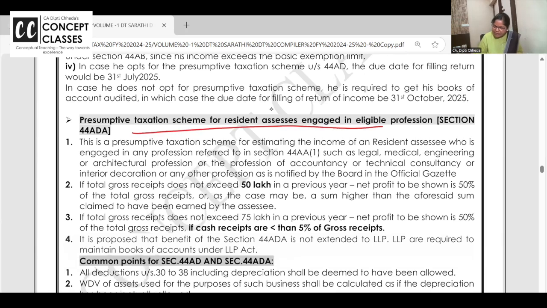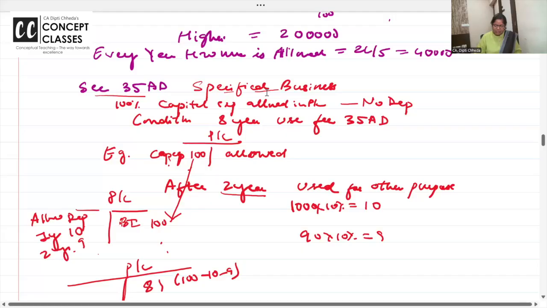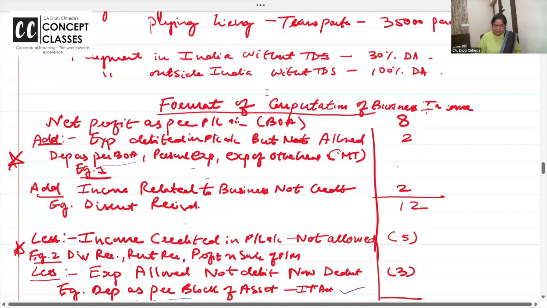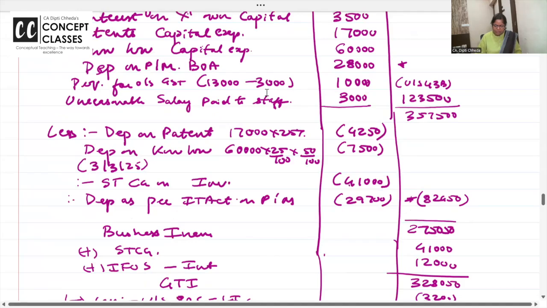Acha, same presumptive taxation is there for professionals. If the gross receipt does not exceed 50 lakhs, show 50% as net profit. हाँ, and if your cash receipts are less than 5%, तो फिर ये 75 lakhs होगा. There, I think इसके लिए मैंने ना एक बहुत अच्छा table I have made in the notebook. In our practice batch, we have made a very nice table format of computation.